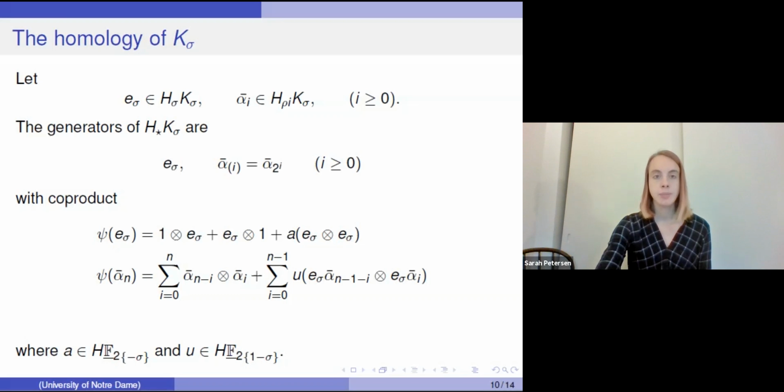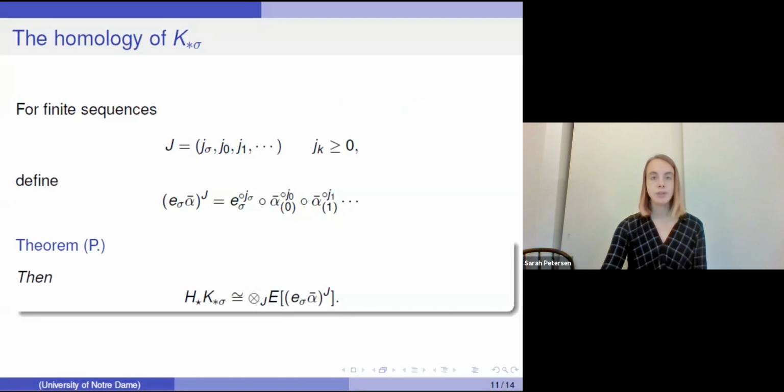Given the homology of K sigma, we can write down the homology of Kn sigma by taking finite sequences of non-negative integers and defining circle products involving E sigma and alpha bar (I) for all of these sequences. I then show that the homology of these spaces is exterior on these generators. Interestingly, this answer mirrors the non-equivariant Hopf answer for the prime 2.